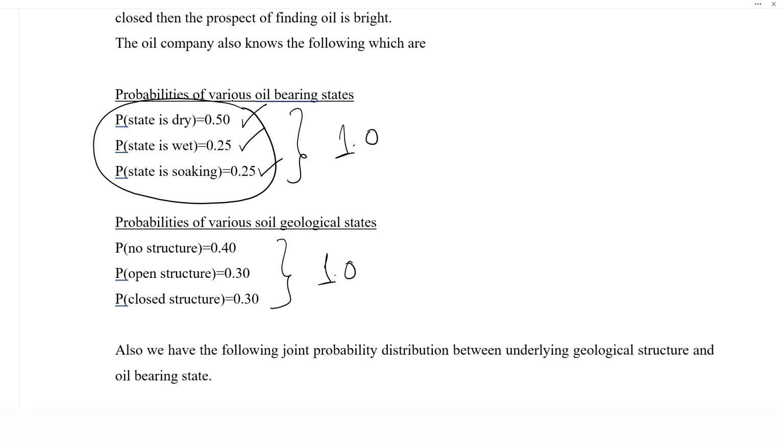Again I am repeating, this P is basically probability, which you should be aware of by this time as we continue doing the problem. So, state of dry 0.5, state of wet 0.25, state of soaking 0.25, these are the probabilities. Again the probabilities for no structure 0.4, open structure 0.3, closed structure 0.3. So, note them down as we continue discussing the joint probability overall table.